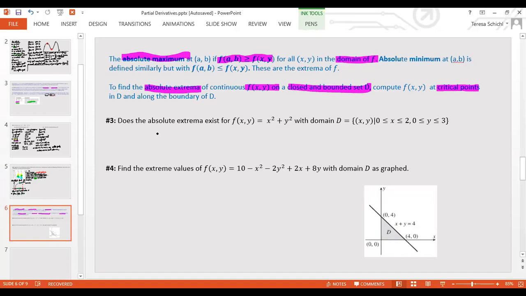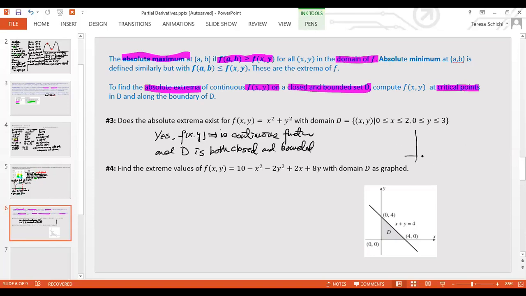Does it exist? Yes. Why? Because I know that f of x, y is x squared plus y squared. So f of x, y is a what function? It's a continuous function, right? And your domain D is what? It is both closed and bounded. That's what we mean by closed and bounded.